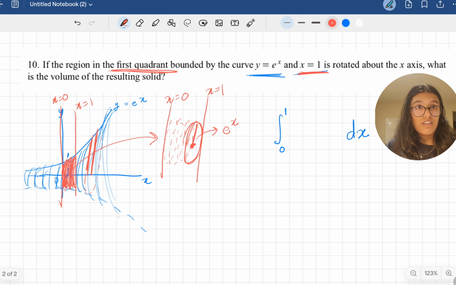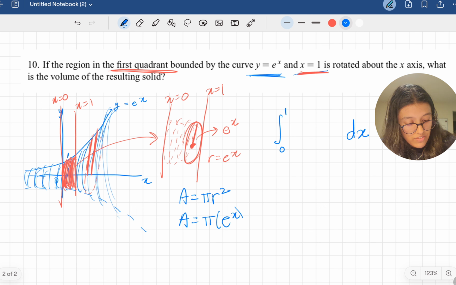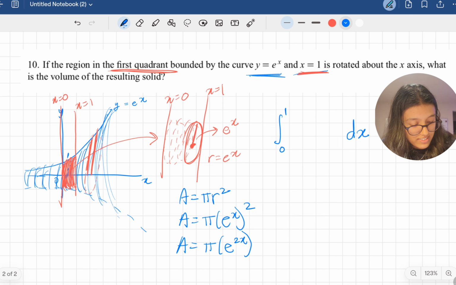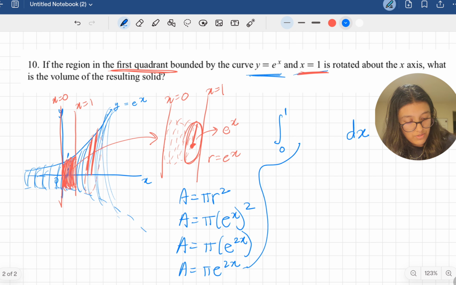Now we can find our area. What is the area of a circle? The area of a circle is pi r squared. The radius is e to the power of x, squared. A equals pi times e to the power of 2x. And therefore, area is just pi e to the power of 2x. So that will go right in there. So the integral from 0 to 1 of pi e to the power of 2x dx.